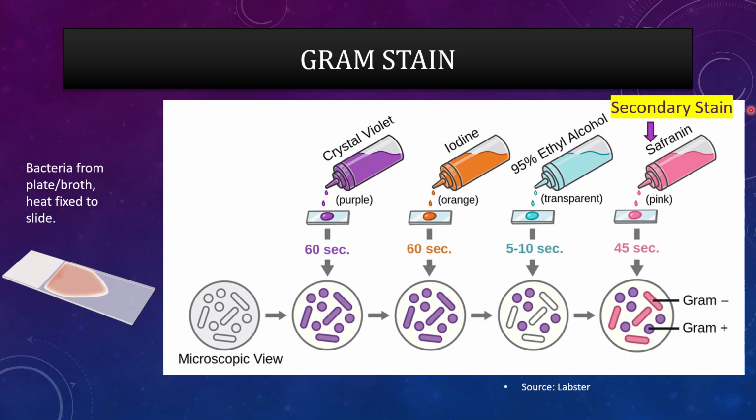For the last step, we're going to add in our secondary stain, safranin, which acts as a counterstain in the final step of gram staining, coloring the previously decolorized gram-negative bacteria pink or red.